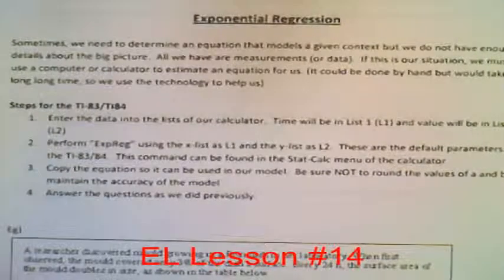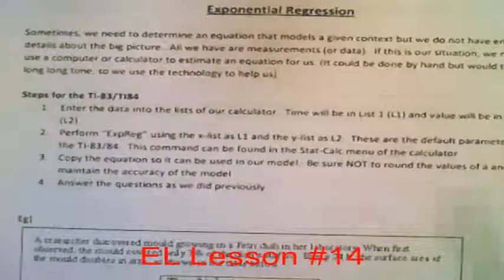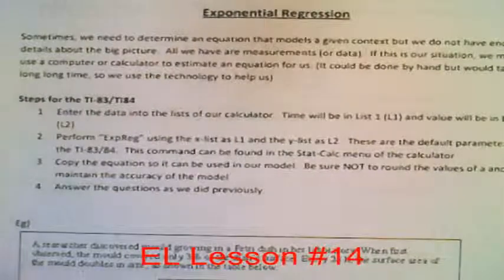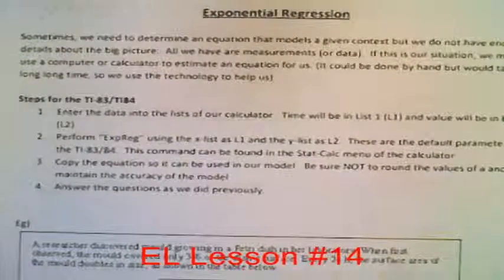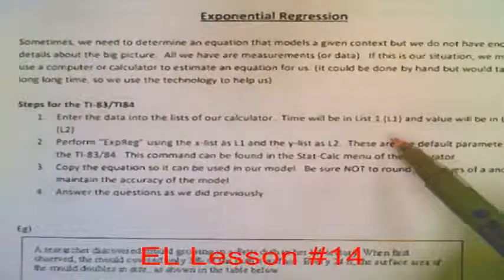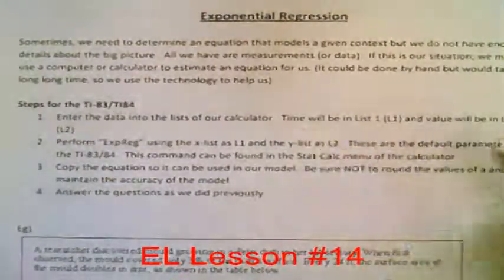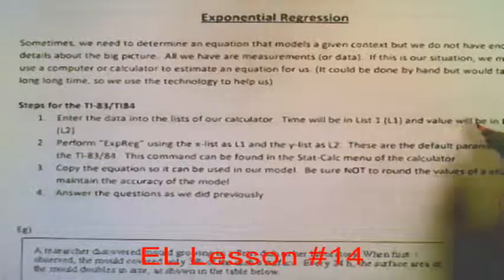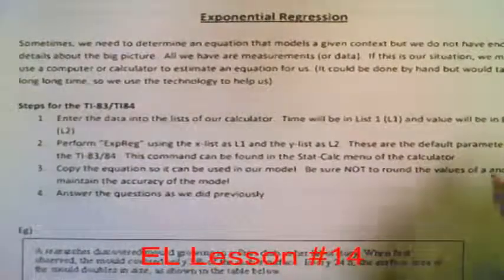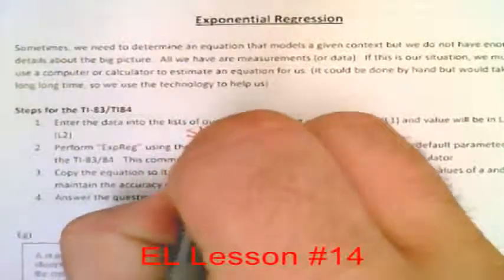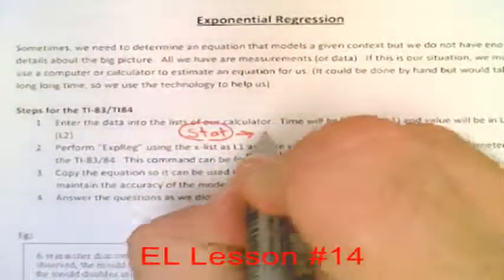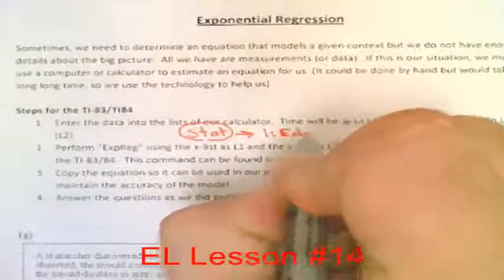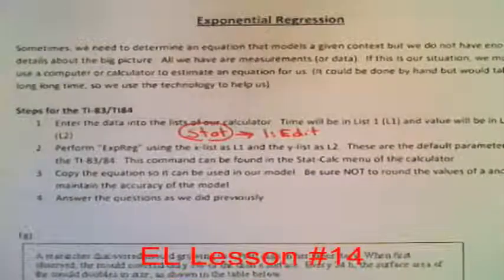In the 83-84, you're going to put data into your lists. The lists are basically like a spreadsheet where you can put points data. Your time list or your X list will be in L1. Your value list or your Y list will be in L2. Now, where do you get that? Well, I'll show you in a minute, but you push the stat key and then edit. So I'm going to put that right here, stat. And then you're going to choose 1: Edit.